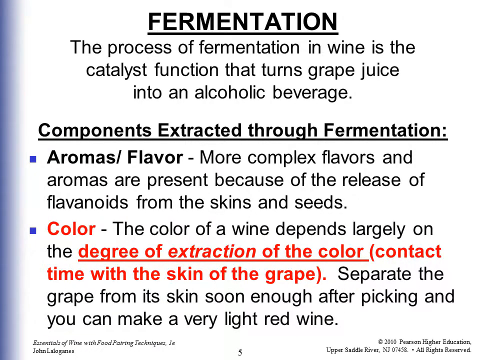The process of fermentation in wine is the catalyst function that turns the grape juice into alcoholic beverage. The catalyst, so the thing that pushes the grape juice to become alcohol. Components extracted through fermentation would include the aromas and the flavor. More complex flavors and aromas are present because of the release of the flavonoids from the skins and the seeds.